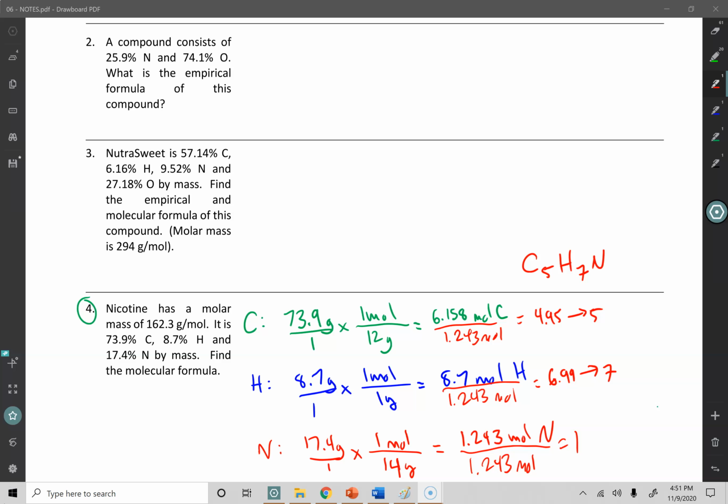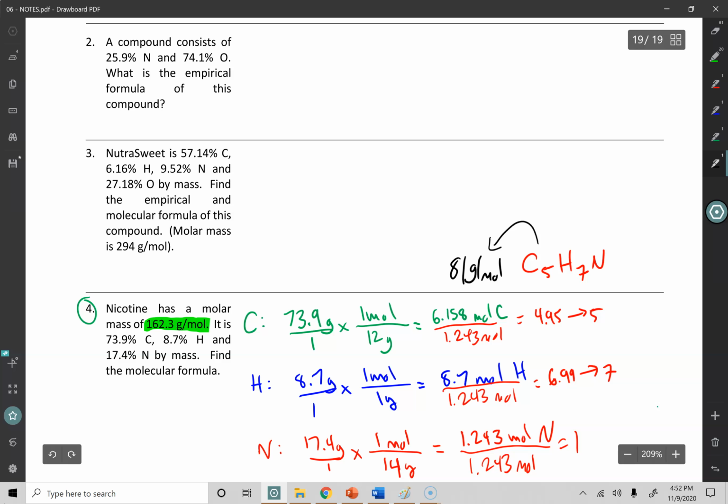Okay, so I've got my empirical formula, and if I look back at the question, I do have information about nicotine's molar mass. Nicotine has a molar mass of 162.3 grams per mole. What I need to do is find the molar mass of my empirical formula. So I've got 5 carbons, 5 times 12, plus 7 times 1 from hydrogen, plus 14 from the nitrogen. And that gives me a molar mass of approximately 81 grams per mole.